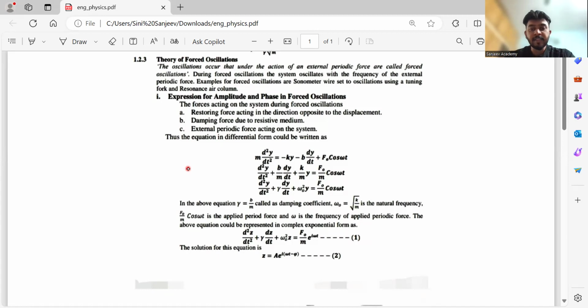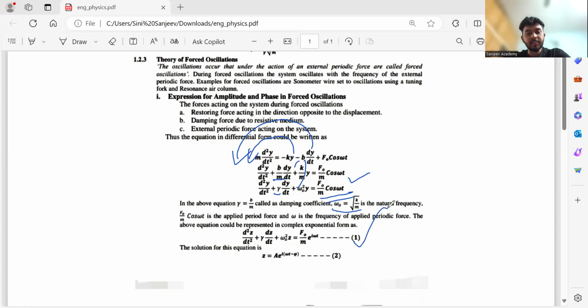And all of these minus signs, I'm going to bring to the left hand side, this term and this term, after dividing throughout by m. And this b by m I replace with gamma. And we all know omega naught is root of k by m, so instead of k by m, I can put omega naught square. And then there is f naught by m cos omega t, which is nothing but the applied force, the external periodic force acting on the system.